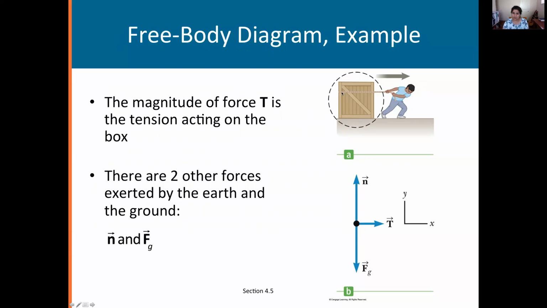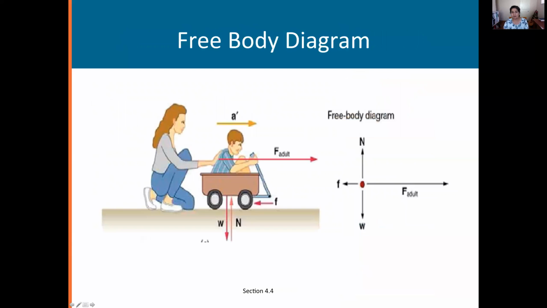In the horizontal direction, there's this tension in the rope to the right. So there's a tension in the rope with which he's pulling, right? That's the only external force which will cause the crate to accelerate to the right.